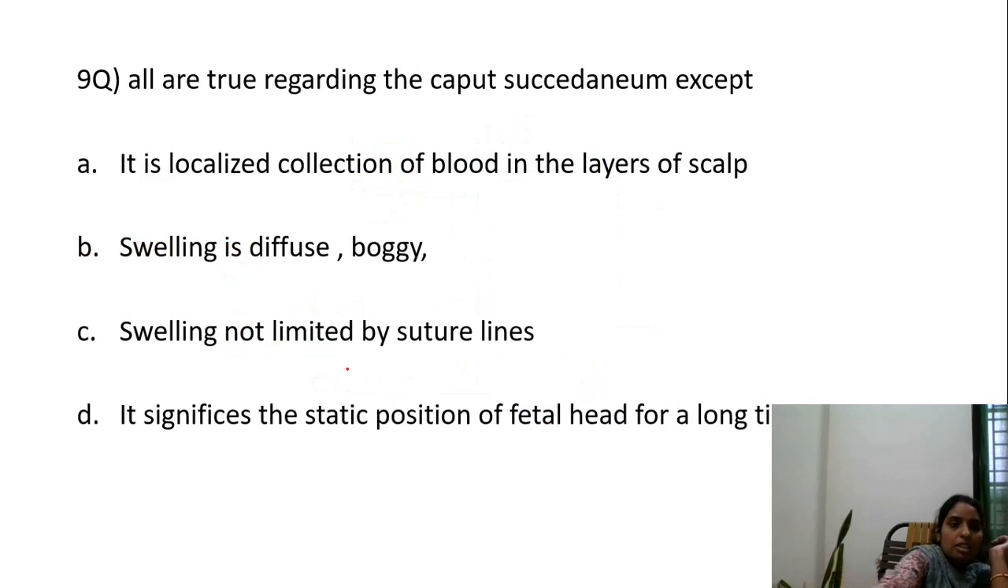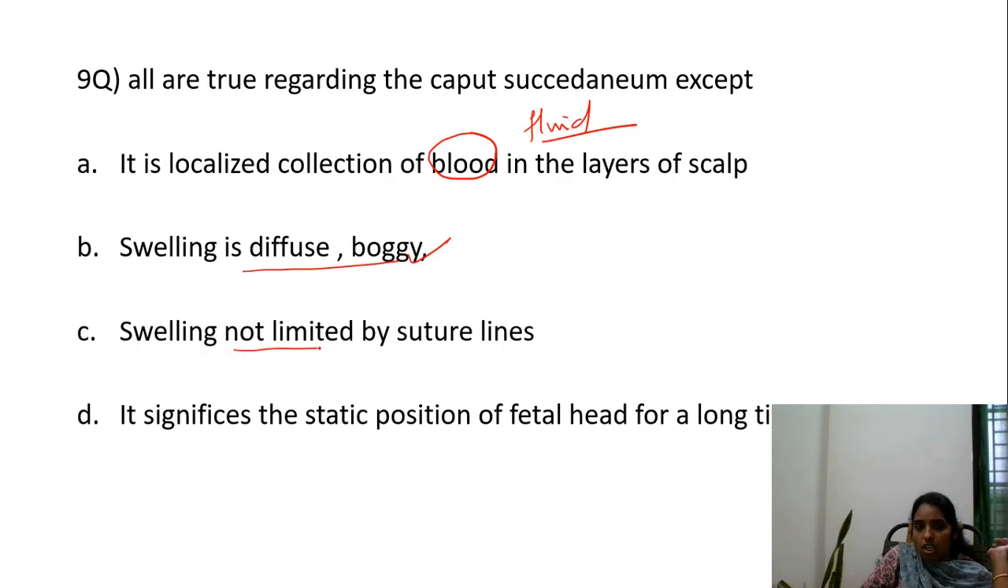Next, all are true regarding caput succedaneum except: as I have said, the baby with a cap, the cap contains some fluid. Remember this and you can eliminate the difference between caput and cephalhematoma. A localized collection of blood in the layers of the scalp is cephalhematoma; caput is fluid. In the first sentence itself you get the answer. Now observe the other options: swelling is diffuse and boggy, it is right; swelling is not limited by the suture line, it is right; and it signifies the static position of the fetal head for a very long time. So it is just a collection of fluid in the layers of the scalp.